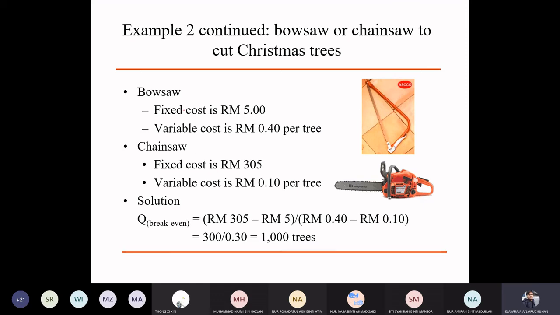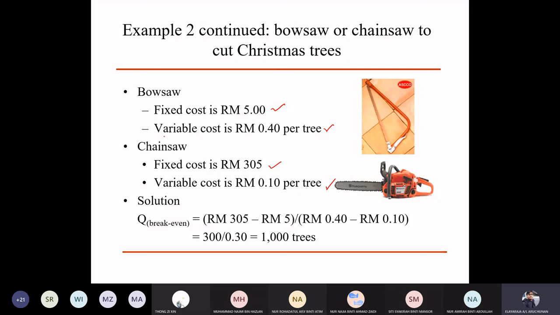For the bow saw, the fixed cost is given as 5 ringgit, and the variable cost is given as 40 cents per tree. That means if you cut one tree, they will charge us about 40 cents. If you use the chainsaw, the fixed cost is given as 305, but the variable cost is given as 10 cents per tree. Now we're going to calculate the break-even point for the trees.